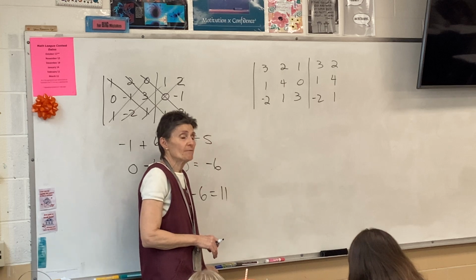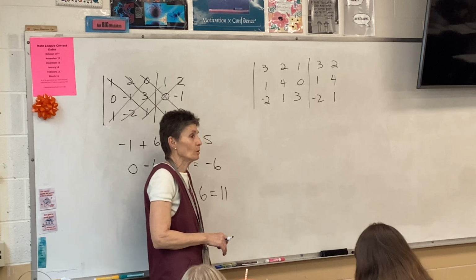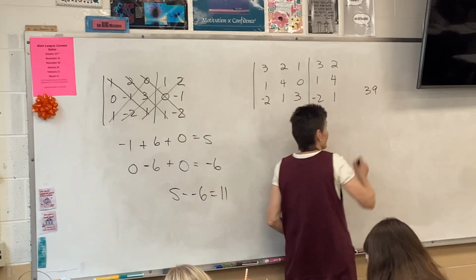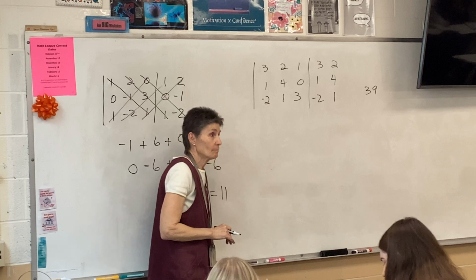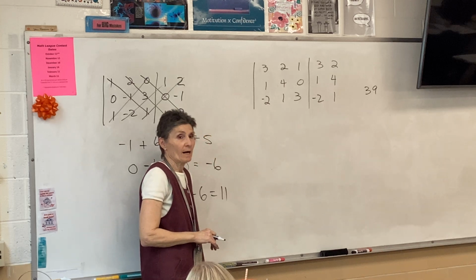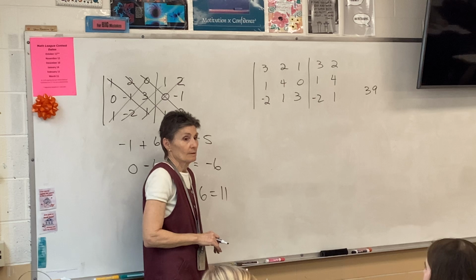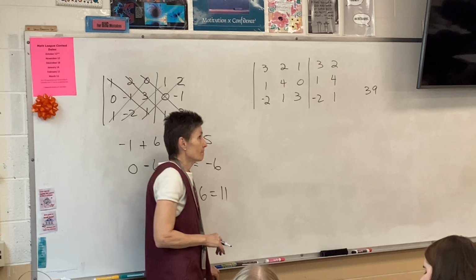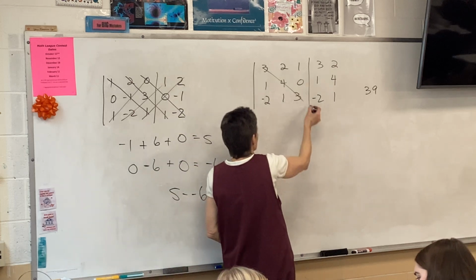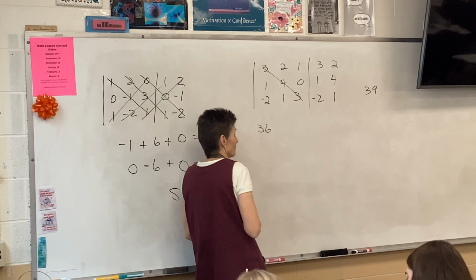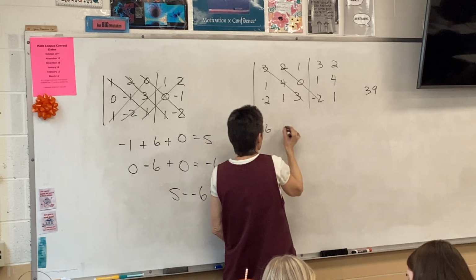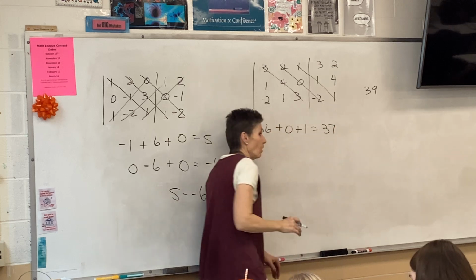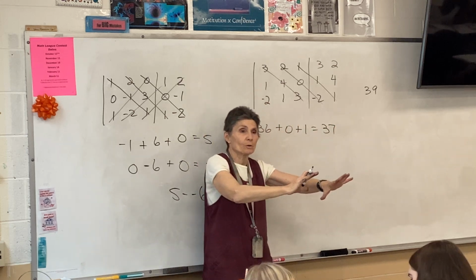I would love to hear some final answers. So we're going to write these right. 39? A lot of 39s? All right, let's go. First diagonal is 36. Then I got a 0. And then I got a 1. So for all of these diagonals, it should have totaled 37.